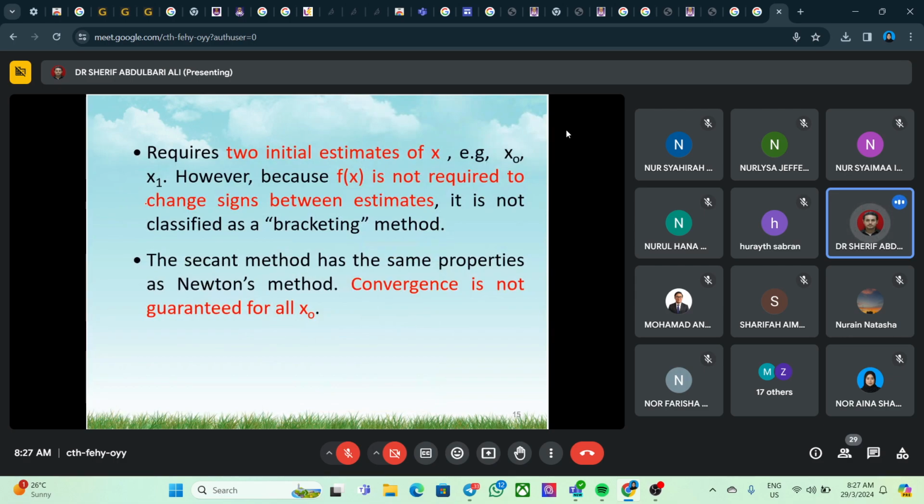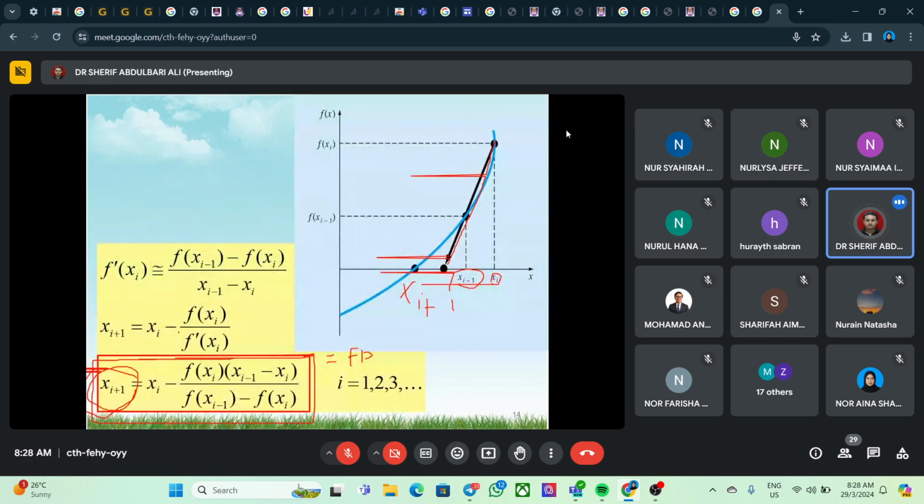But maybe some of you are going to ask me, Sarah, you are saying from the beginning it's an open method, it's supposed to be starting with a single initial value. Yes, but for the secant method, you need to use two initial values. Maybe someone is asking me, then if two initial values, why is it not classified as a bracketing method? Look at here. Let me just delete all these lines.